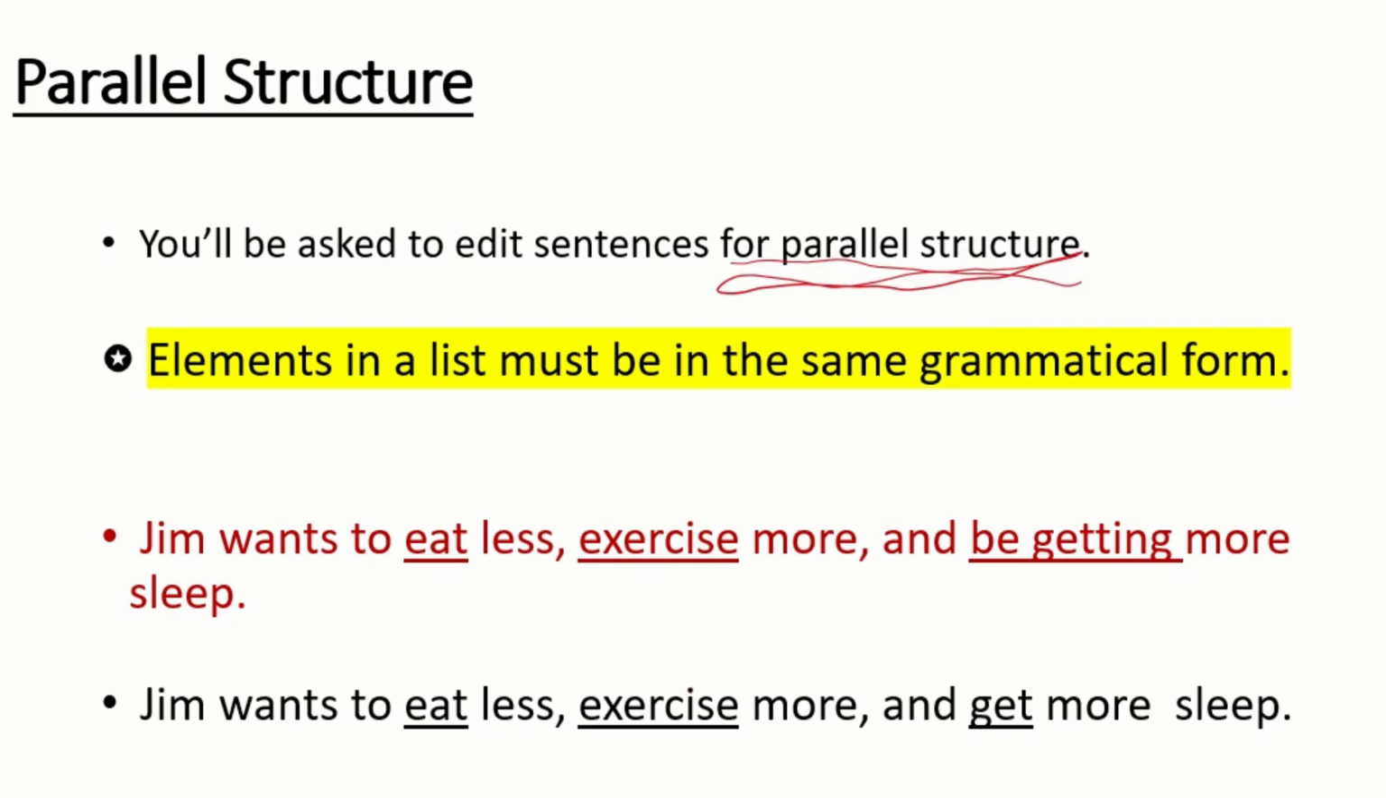The first one reads, "Jim wants to eat less, exercise more, and be getting more sleep." And when you hear that, especially the part where it says "be getting," there should be red flags popping up in your mind because the other verbs, eat, exercise, are in the present tense. Versus when we read "be getting," we see the ending -ing, and that is the progressive ending. So when we correct it, we just need to change this verb to look like the other two verbs. The correction will read, "Jim wants to eat less, exercise more, and get more sleep."